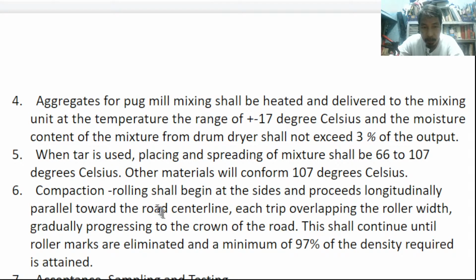Number 6, compaction. Rolling shall begin at the sides and proceed longitudinally. This shall continue until the roller marks are eliminated. Rolling of this material, this would be the top of the pavement. So it must be rolled, and roller marks must be eliminated, and a minimum of 97% of the density required is attained. 97%. That is our geotechnical requirement.